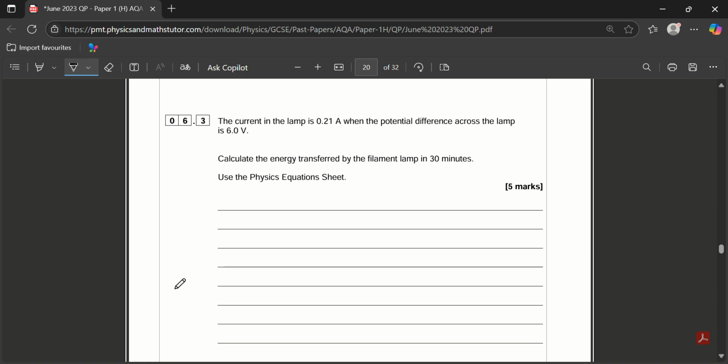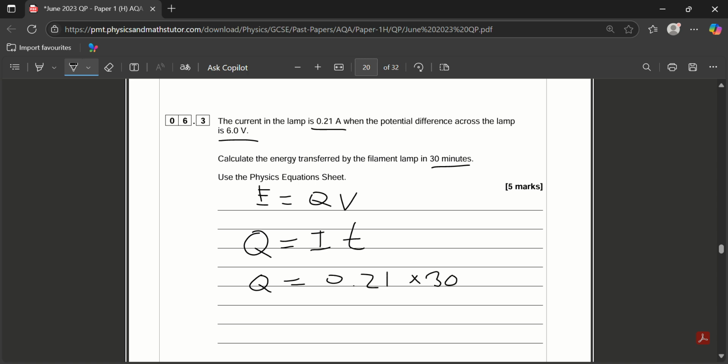The current in the lamp is 0.21 amps when the potential difference across the lamp is 6 volts. Calculate the energy transferred by the lamp in 30 minutes. So here we have to use two equations, it looks like. We know that energy transferred, E equals QV, but we don't have Q, so we need to find Q. The only other equation that we know to do with Q and current is Q equals IT. Given time, given current, given volts. So let's calculate Q.